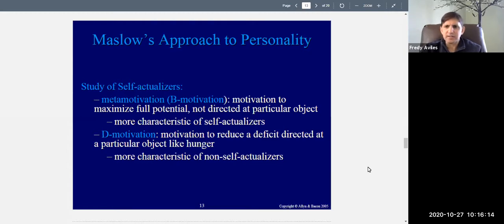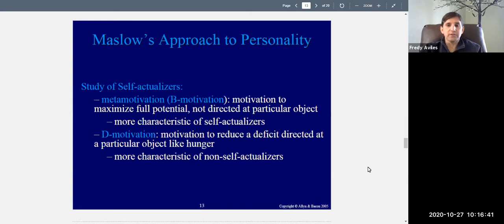Their motivation is not directed at an object. They're not looking for things, okay? They're more looking for things that define who they are, right? It has to do with being. That's what he called meta motivation. They're driven by different things. They're driven by wanting to be something, not by wanting to get something. Okay, that's more characteristic of self-actualizers. Self-actualizers are driven by meta motivation, or what Maslow called B motivation.